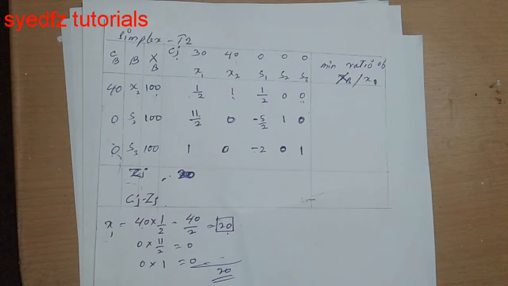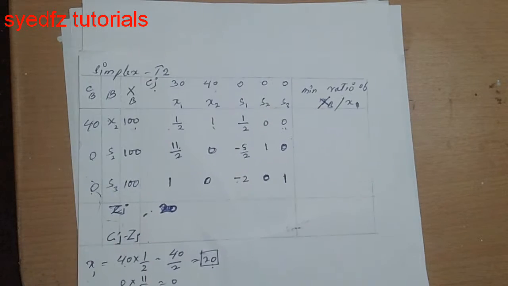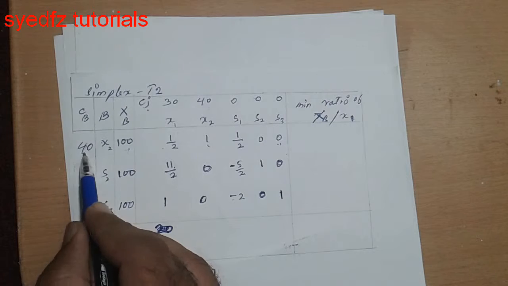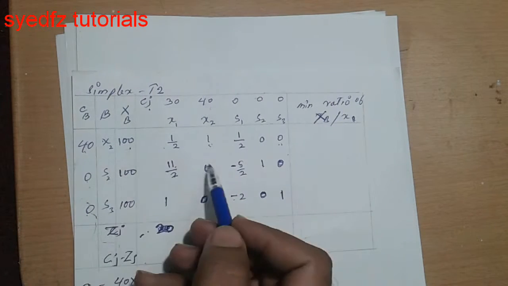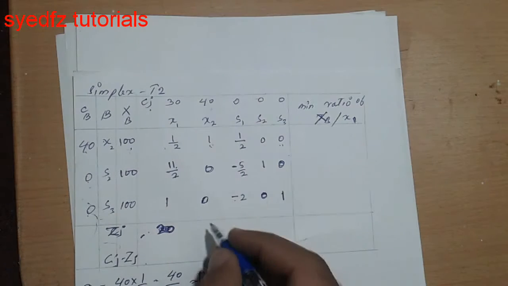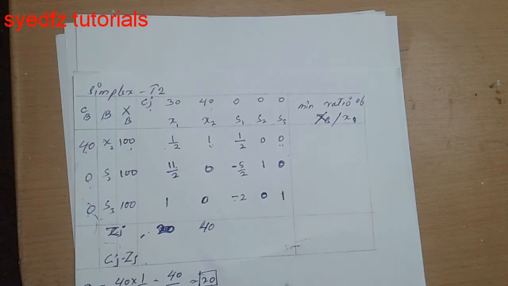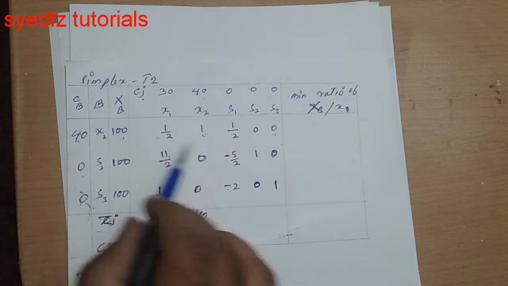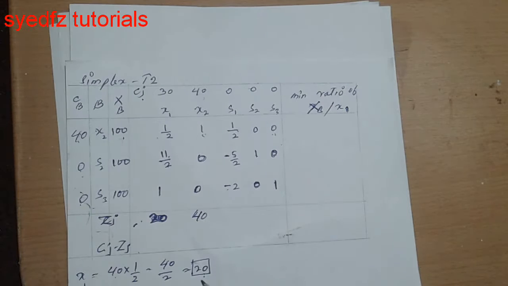Next, okay, we have to take all three, we have to check. Now 40 into 1, 40. 0 into 0, 0 into 0. Only we have got 40. One value is 40. Okay. Now for the third, 40 into 1 by 2. We have already done here.